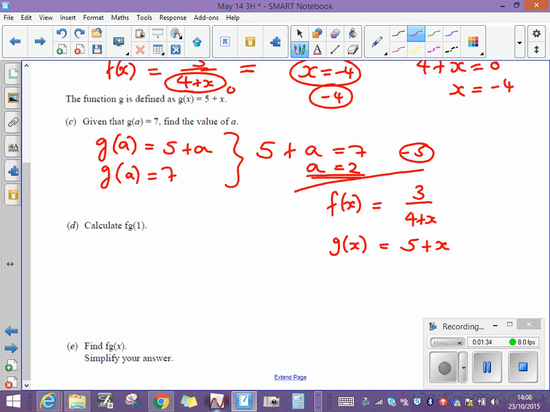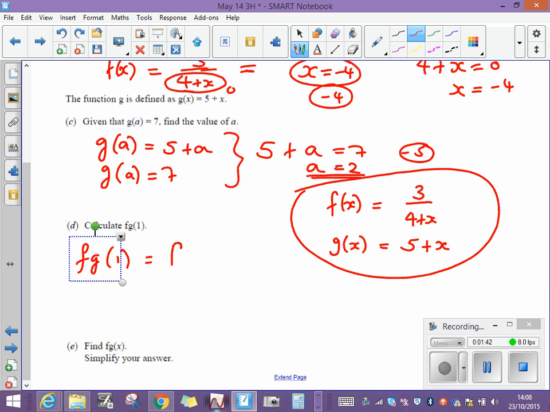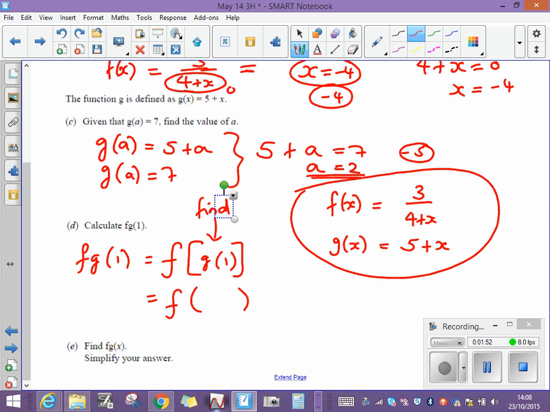Okay, I've put the two functions here again just to remind myself, and I'm asked to work out fg of 1. Well, fg of 1 is the same thing as finding f of g of 1. So the first thing that we do, we ignore the f, we find g of 1. Well, g of x is 5 plus x, so g of 1 is going to be 5 plus 1. So we're going to find f of 5 plus 1, which is f of 6.